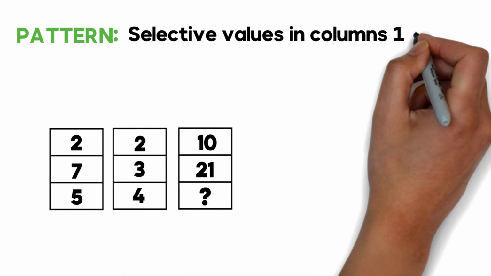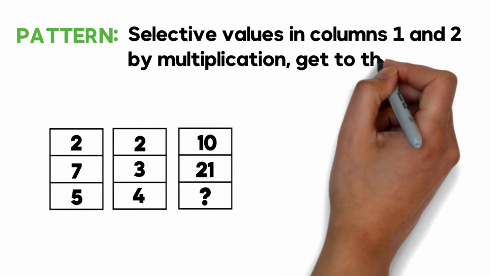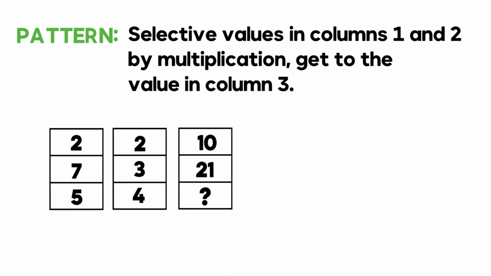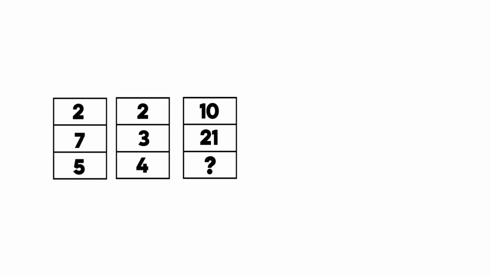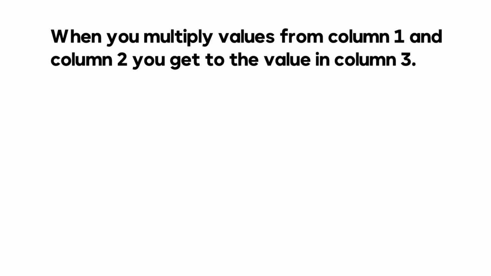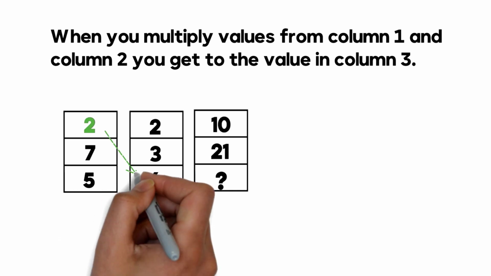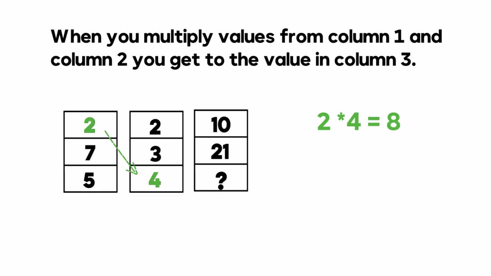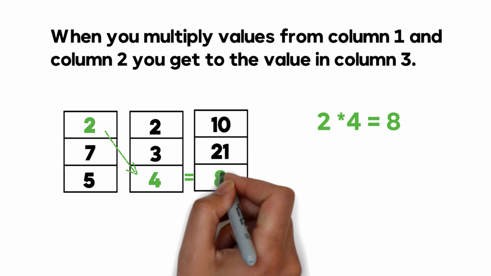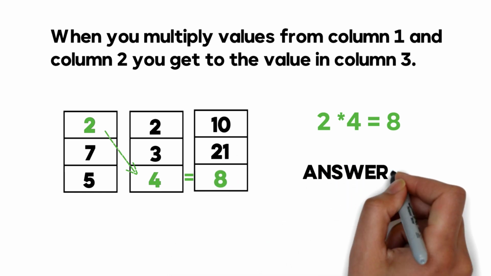Selective values in columns 1 and 2 by multiplication get to the value in column 3, and this is our pattern. Let's take a closer look for the values that are already present. If we multiply 5 by 2, we get to the value of 10. Second set of values represented by the middle row. 7 multiplied by 3 equals 21. So the missing value here can be calculated by multiplying 2 by 4, and the end result would be equal to 8. So the correct answer to this problem is choice A, 8.